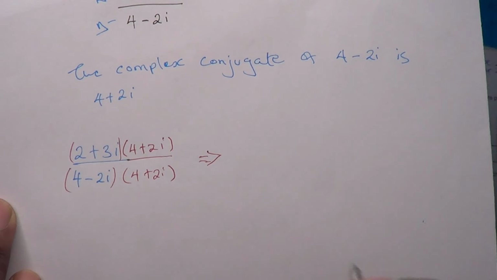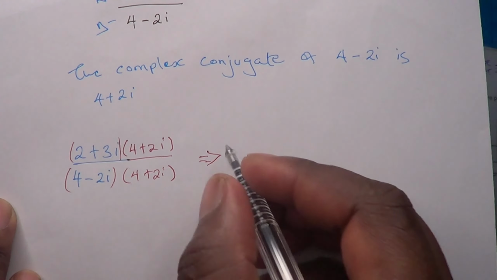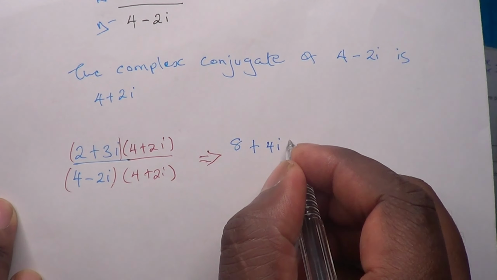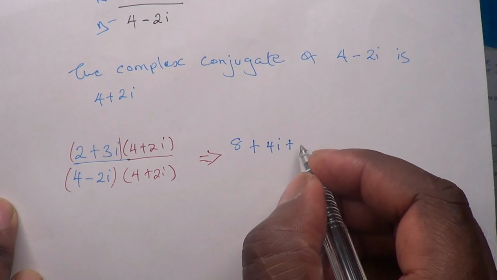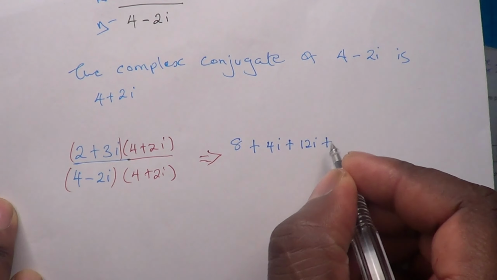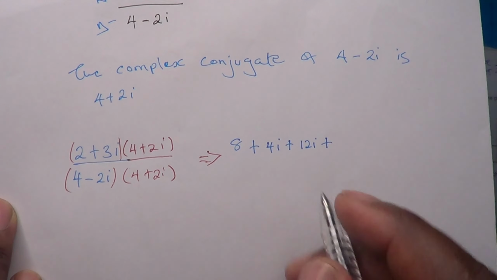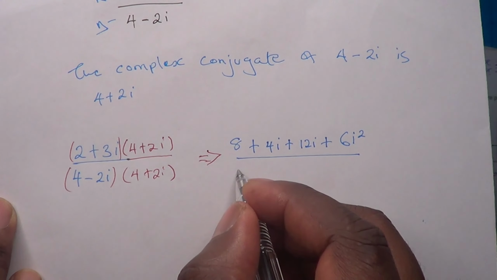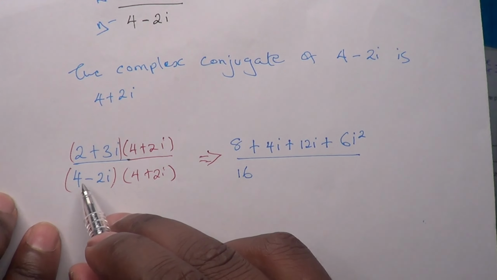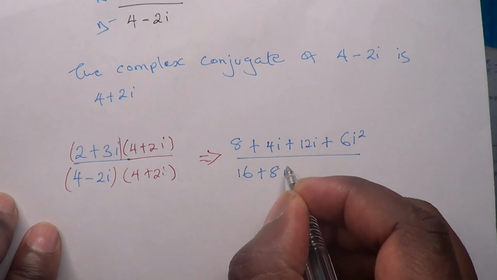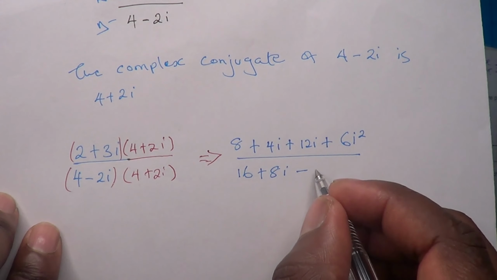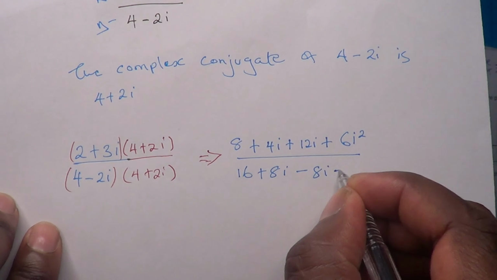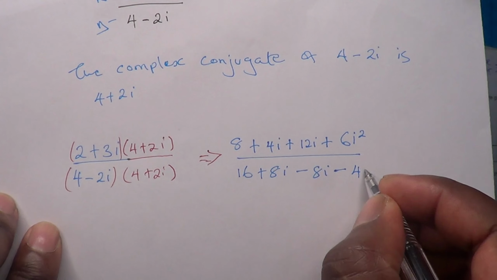So when we multiply that one, we get 2 times 4, that is 8, plus 2 times 2i, that's 4i, plus 3i times 4, that is 12i, plus 3i times 2i, we get 6i squared, over 4 times 4, that is 16, 4 times 2i, that's plus 8i, minus 2i times 4, that is minus 8i, then minus 2i times 2i, we get minus 4i squared.